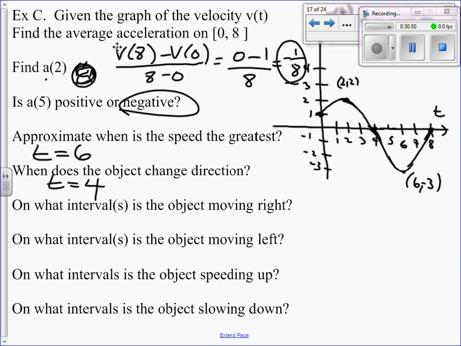On what intervals is the object moving right? What do we know about the velocity when it's moving right? It's positive. So where is this positive? 0 to 4. It's not about increasing, it's just where the velocity is positive. And when is it moving left? 4 to 8, where the velocity is negative.